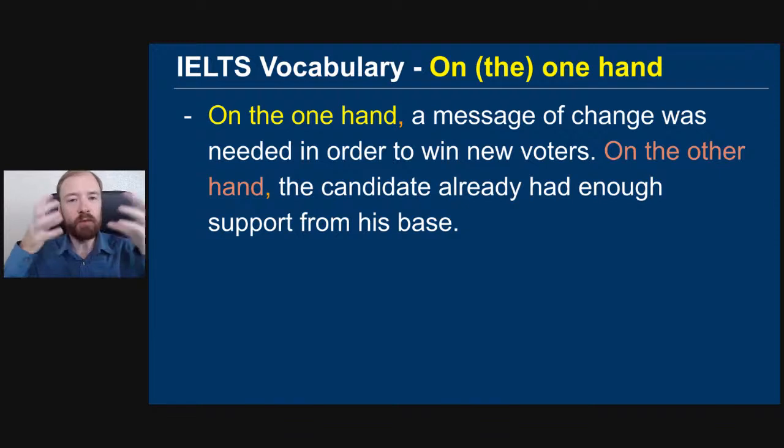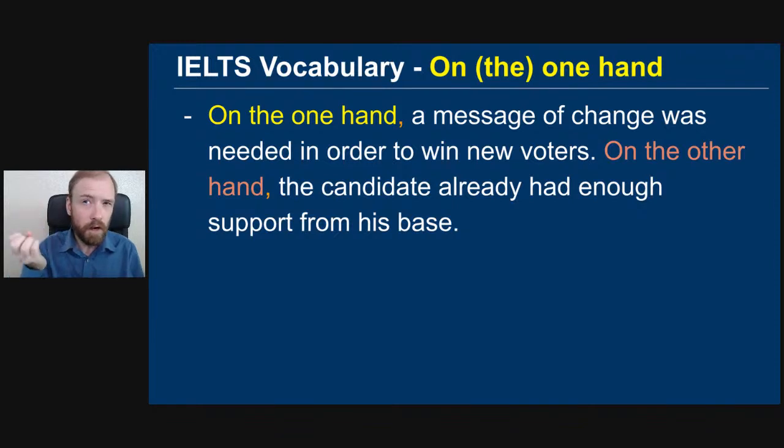We are comparing and we are contrasting. We are focusing on the difference. So the sentence says, on the one hand, a message of change was needed in order to win new voters. So on one hand, we need a message of change to win new voters. On the other hand, the candidate already had enough support from his base. So his base is his base supporters, the people who are going to vote for him.